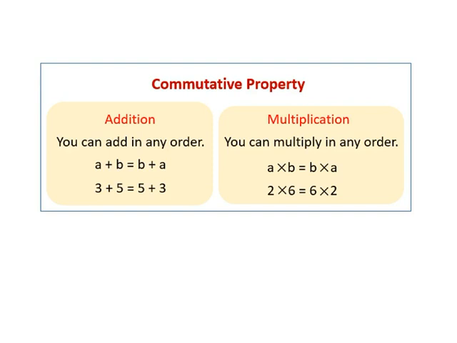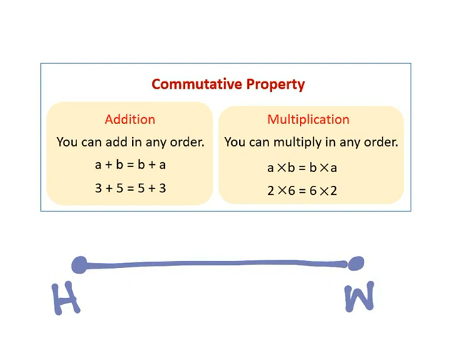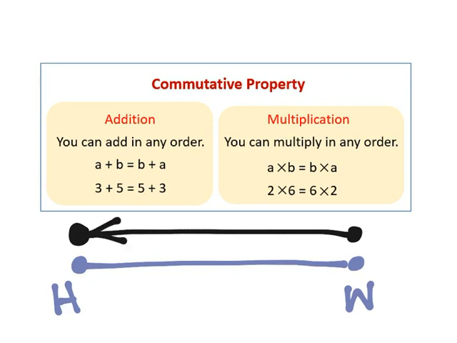Now, the word commutative stems from commute. If you think about commuting somewhere, so if I commute to work, and I'm going to call this H for home and W for work, I'm going to go from home to work. And at the end of the day, I'm going to turn around and go from work all the way back home. Now, the distance is the same. The only difference is the direction that I went, whether I'm going from work back to home or from home to work.